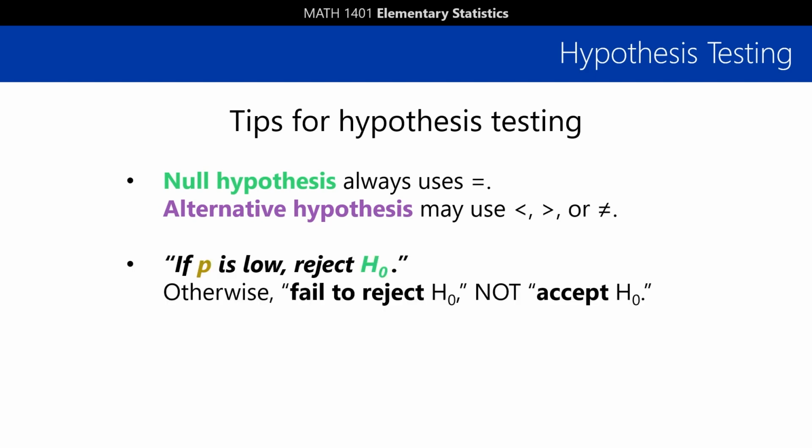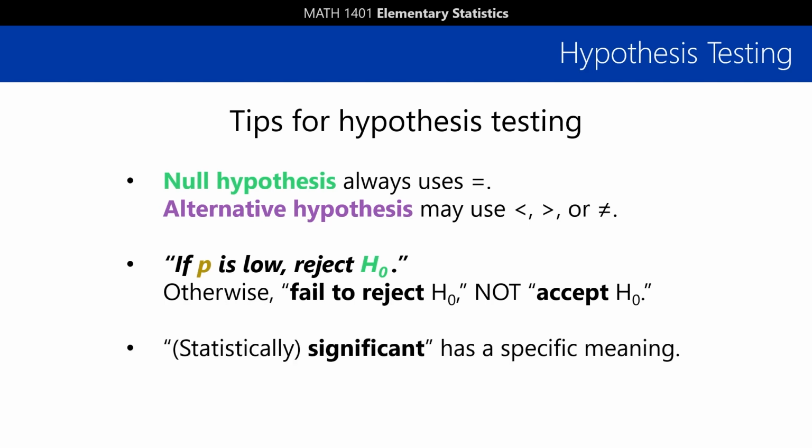Second, here's a mnemonic you can use for whether or not to reject the null hypothesis. If p is low, reject H0. That being said, it's important to understand why this is the mnemonic. If your p-value is low, that is, less than your significance level, that's saying that our results are so unlikely given the null hypothesis that it leads us to reject it. On the other hand, if your p-value is not low, remember that we fail to reject the null hypothesis. We do not accept it.